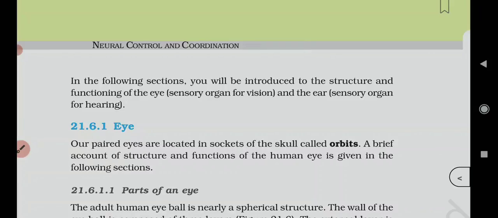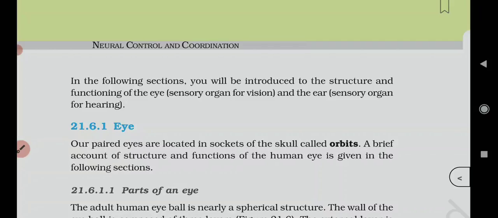So let's see. Our paired eyes are located in the sockets of the skull called orbits. A brief account of structures and functions of the human eye is given in the following sections. Parts of an eye. The adult human eyeball is nearly a spherical structure. The wall of the eyeball is composed of three layers. The external layer is composed of dense connective tissue and is called sclera. The anterior portion of this layer is called the cornea.